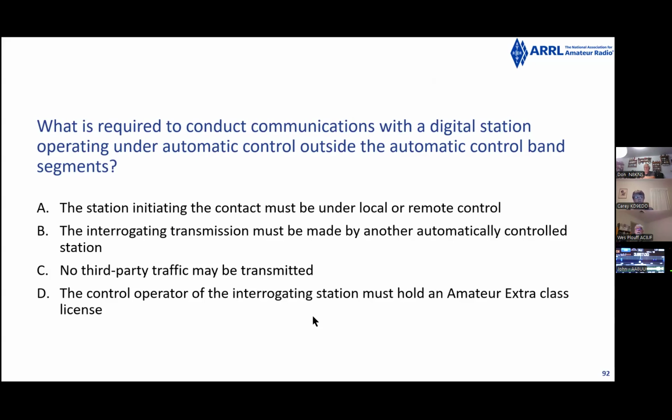What's required to conduct communications with a digital station operating under automatic control outside the automatic control bands segments? A, the station initiating the contact must be under local or remote control. B, the interrogating transmission must be made by another automatically controlled station. C, no third-party traffic may be transmitted. D, the operator of the interrogating station must hold an extra class license.